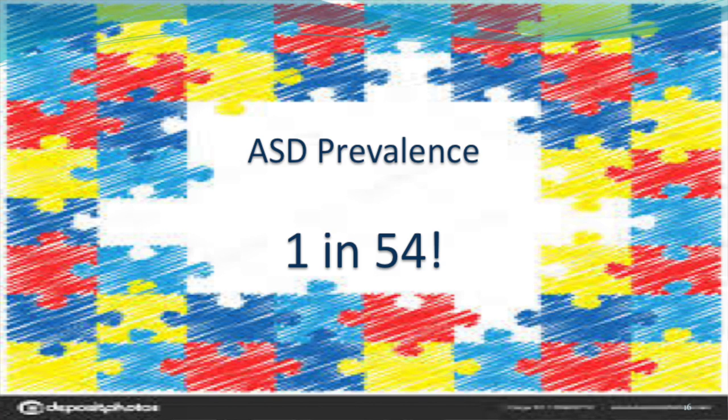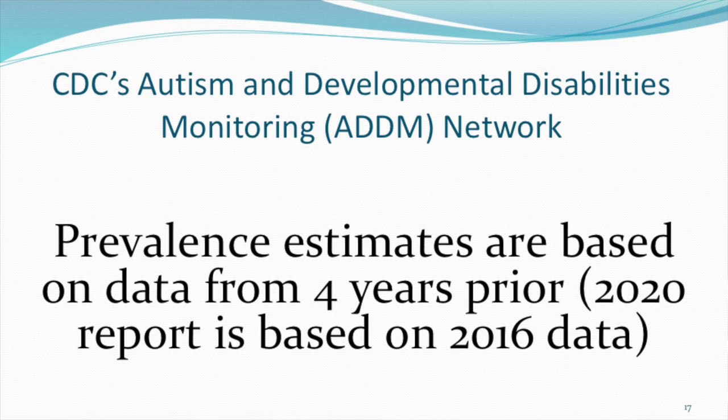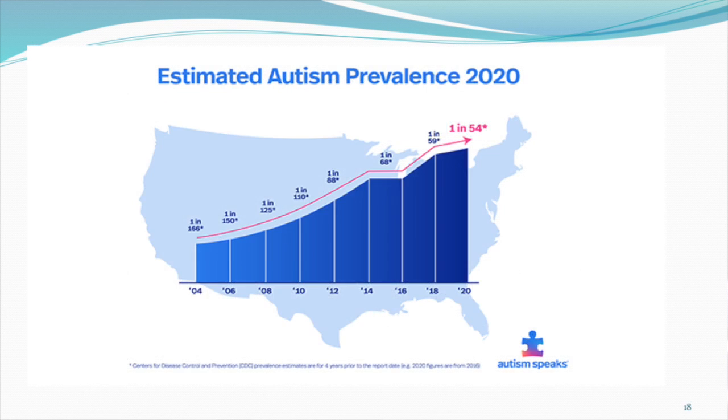So now we're going to talk about the prevalence of autism. Current estimates are that 1 in every 54 children could be diagnosed with an autism spectrum disorder. The CDC's Autism and Developmental Disabilities Monitoring Network estimates that the prevalence of autism is currently 1 in 54.